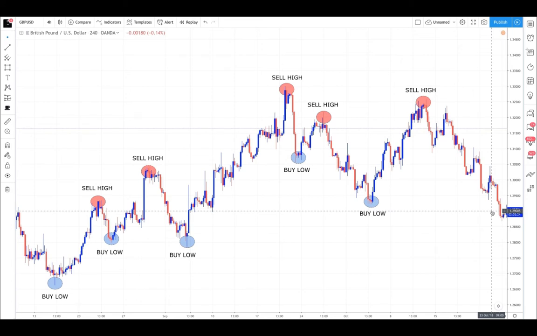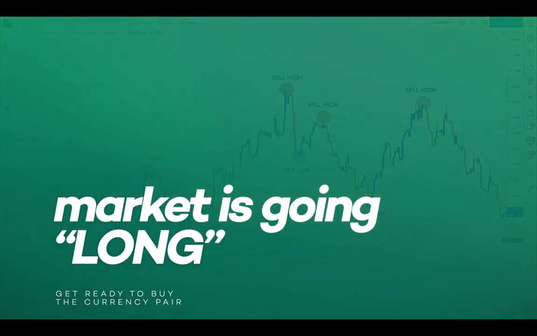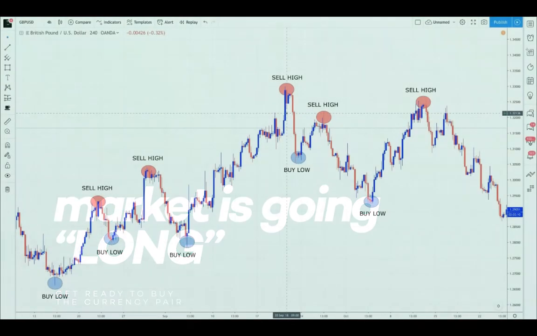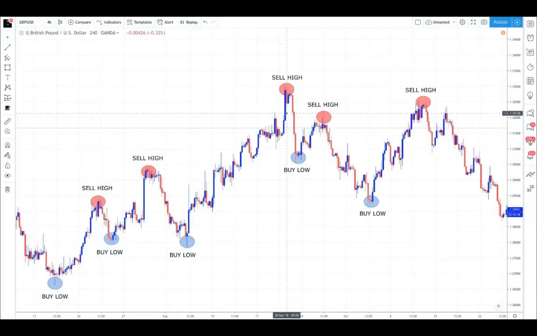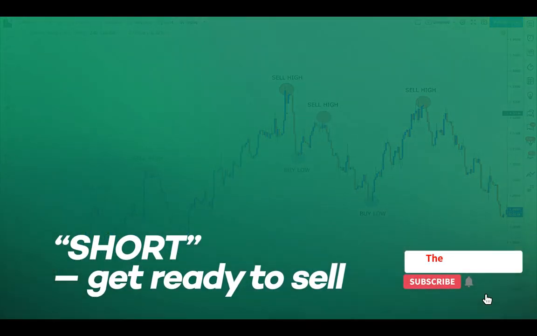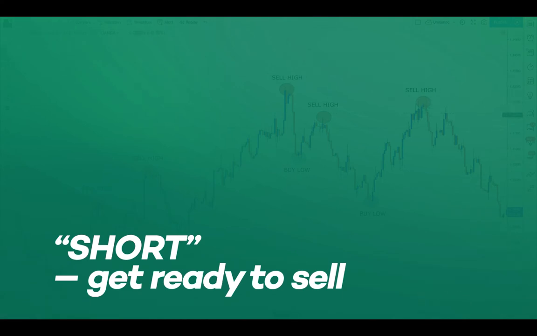As the market is beginning to come up, you will hear a trader say the market is going long. Long simply means the market is going to start going in an uptrending motion. That means that the trader is going to get ready to buy the currency pair. Now, when a trader says we're going to short the currency pair, that means that the trader is going to sell a certain currency pair and expect the market to come down.